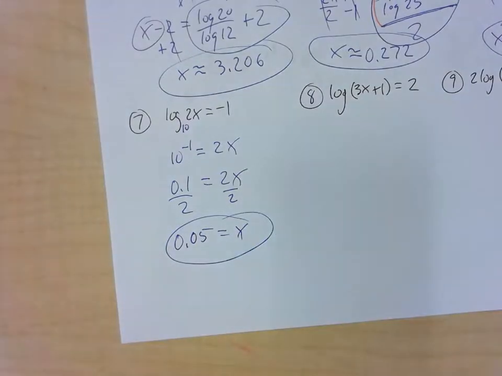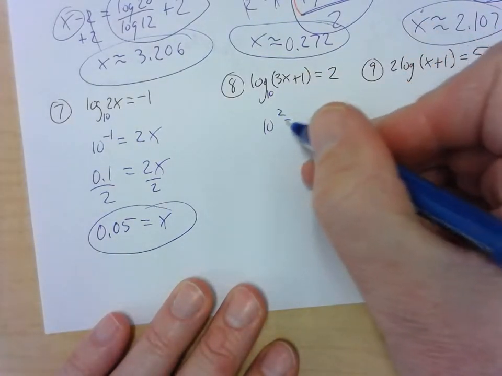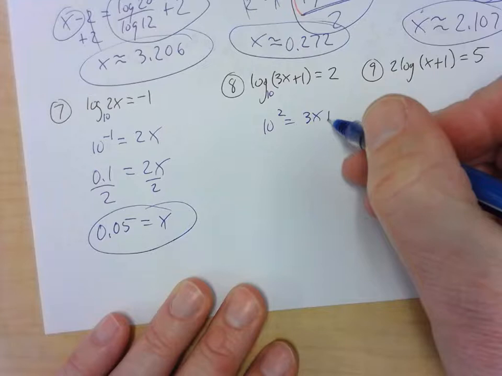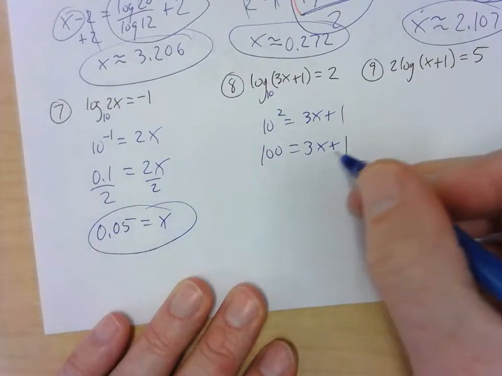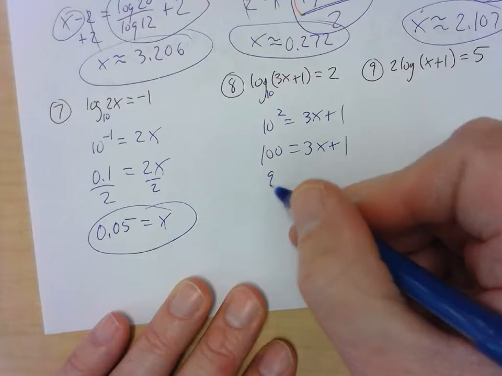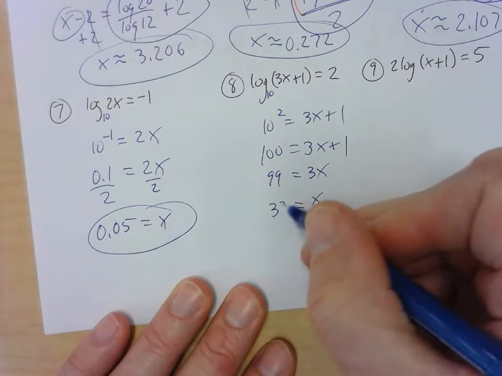All right, same thing on this one. It's 10 squared is equal to 3x plus 1. So we have 100 is equal to 3x plus 1. Move the 1 over, that'd be 99 is equal to 3x. Divide by the 3, and you get 33.